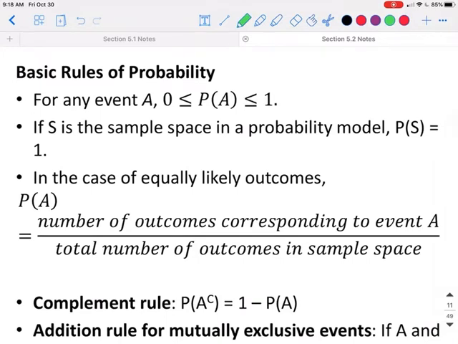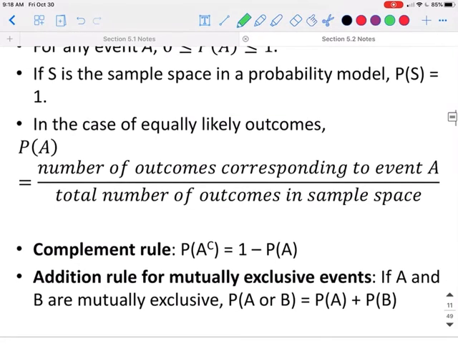For any event A, the probability of A is greater than or equal to 0 and less than or equal to 1. If S is the sample space in a probability model, then the probability of the sample space will always equal 1. In the case of equally likely outcomes, the probability of A is equal to the number of outcomes corresponding to event A over the total number of outcomes in the sample space.